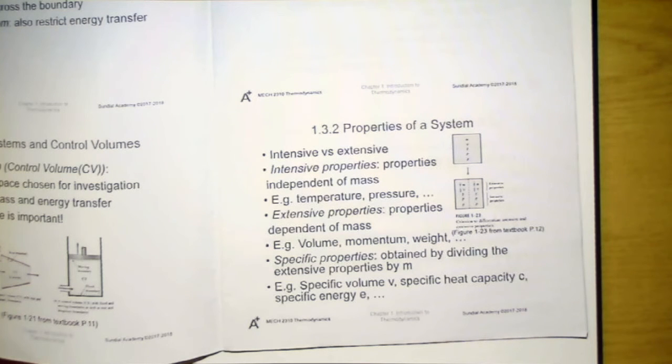Sometimes, in order to remove the mass dependence, because sometimes we would not want to study the contents that are dependent on mass, we would divide the extensive properties by the mass of the system to obtain specific properties. For example, specific volume v, specific heat capacity c, and specific total energy e, etc.